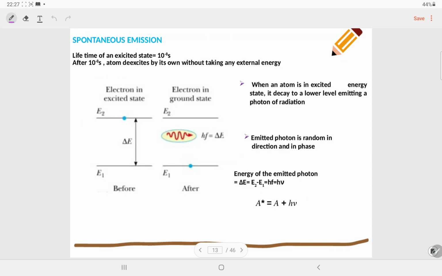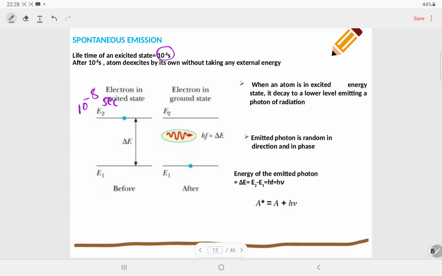So what is spontaneous emission? Just see here. When it goes to the excited state, we have seen in the absorption process that when an atom gains energy due to some incident photon, it goes to the excited state and stays there for 10 to the power minus 8 second. So the electron is in the excited state right now, and how much time does it stay in the E2 state? It stays up to 10 to the power minus 8 second. This is the lifetime of the state, we generally say the lifetime of that particular atom.